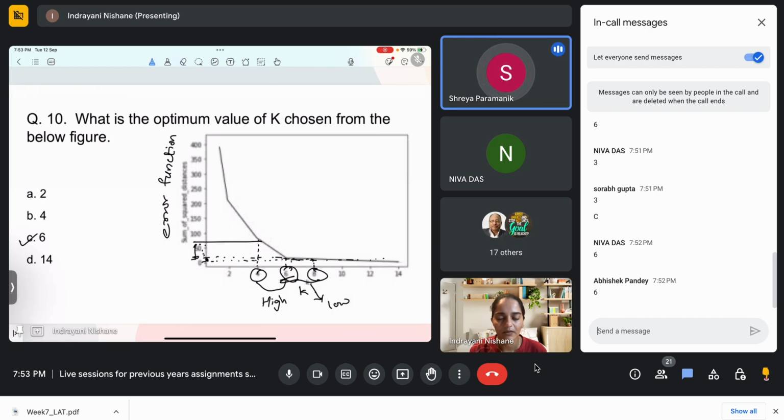Ma'am, can you give another example of the elbow function? Maybe it will be better for me to understand. We'll consider another graph maybe.